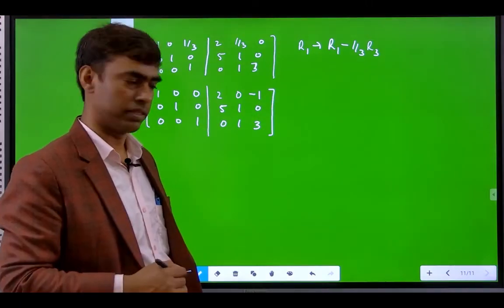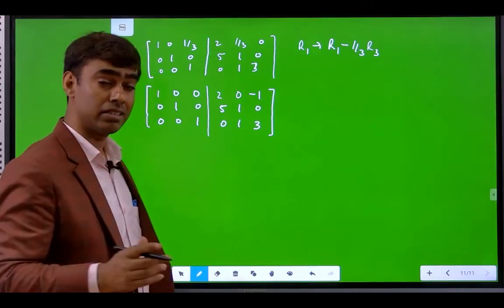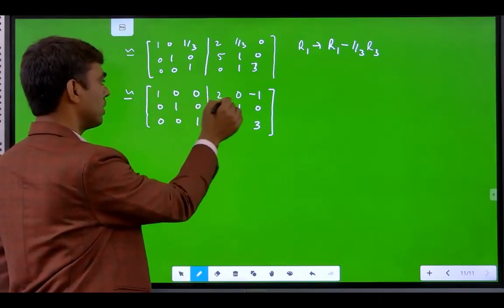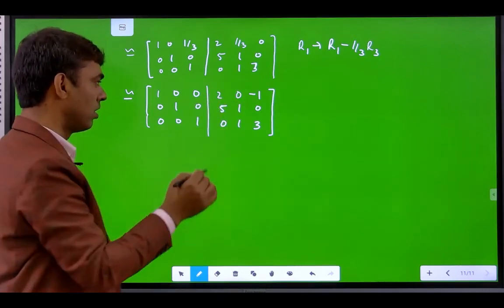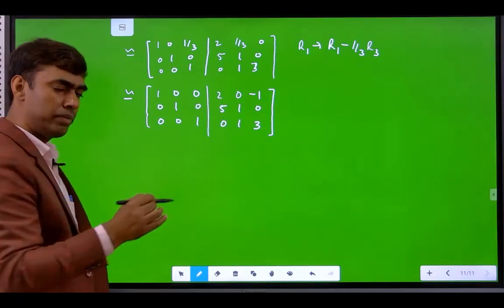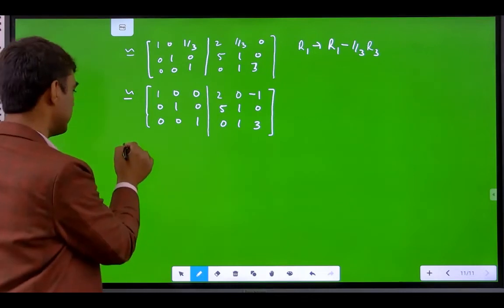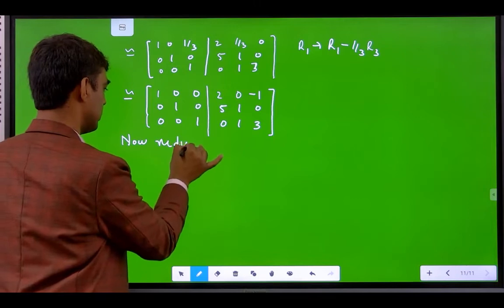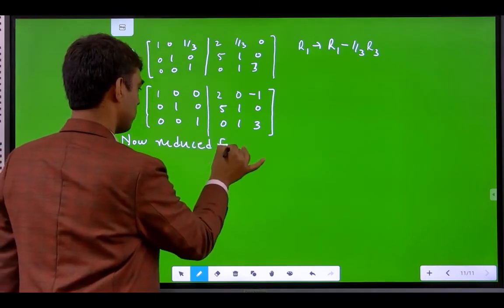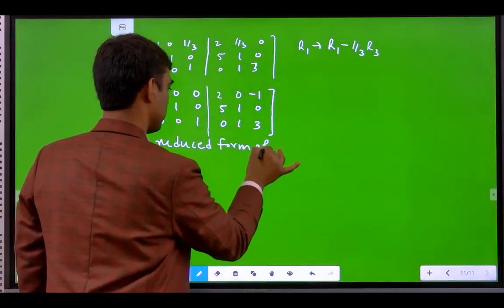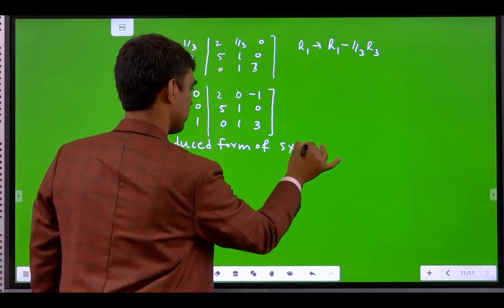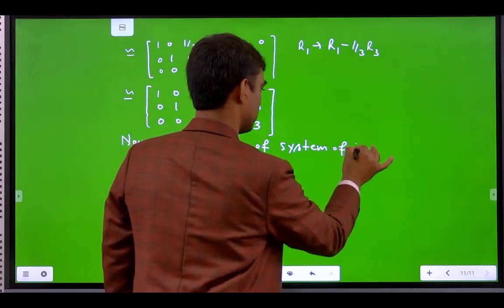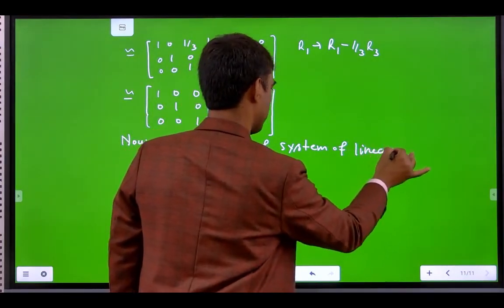What is the A inverse? So for A inverse in a Gauss-Jordan method, directly we write the values of x11, x12 like this one. So now if we write a reduced form of a system of linear equations, reduced form of a system of linear equations, this becomes what?